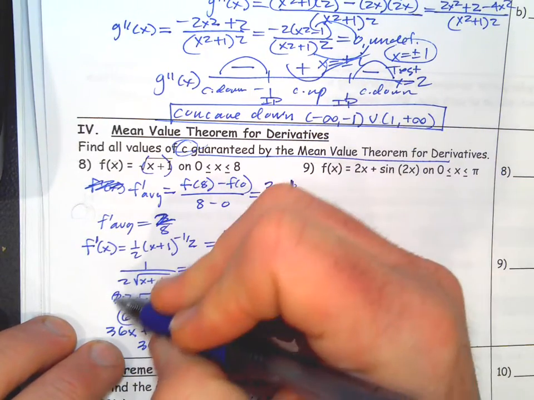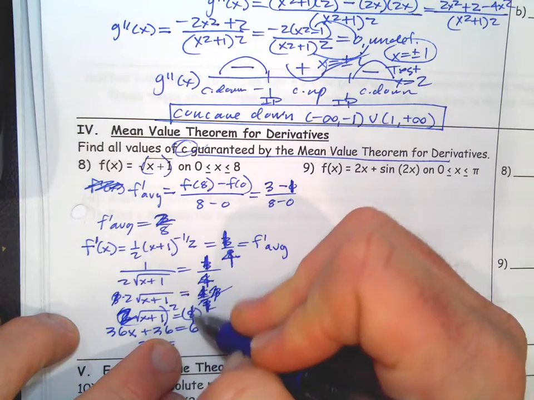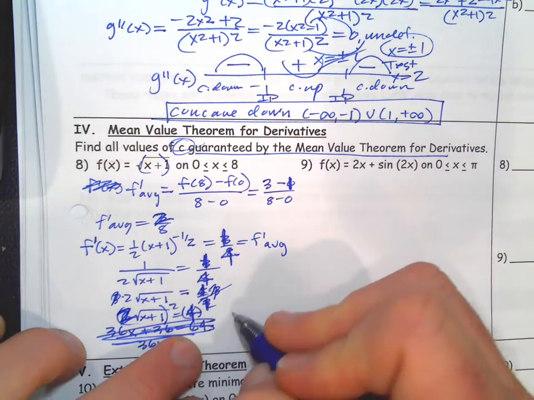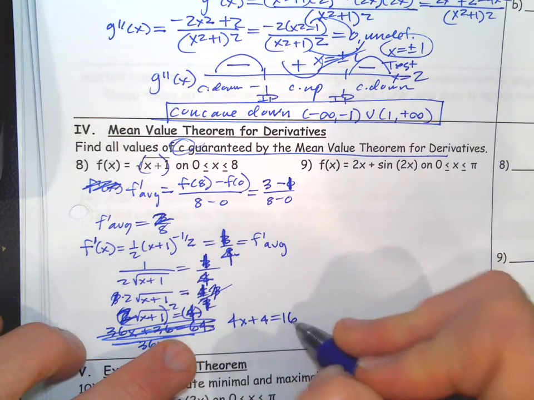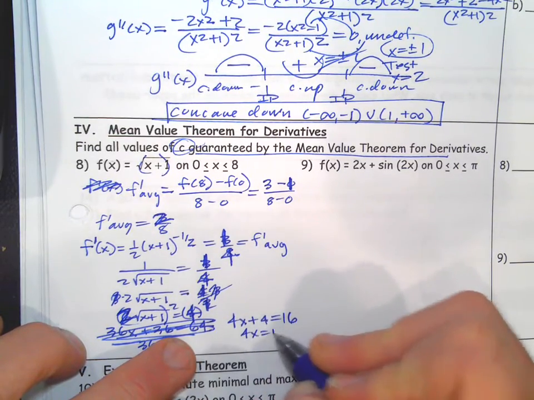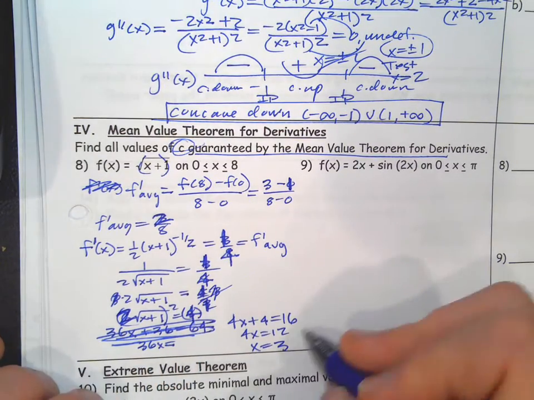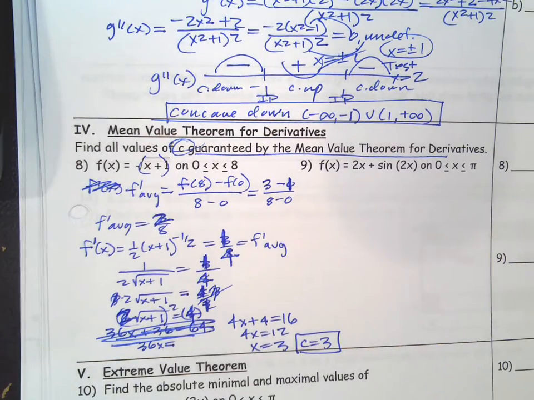So then we don't need to multiply both sides by 3, and we still have a 2 here, and we have a 4 here, and then we square both sides, and we get 4x plus 4 equals 16, and we get 4x equals 12, and we get x equals 3, and it better be between the endpoints. And if you don't get one in between the endpoints, something else is wrong.